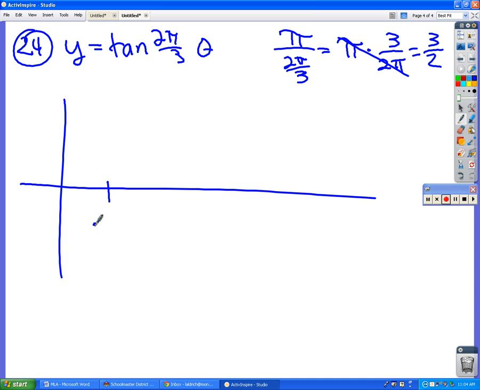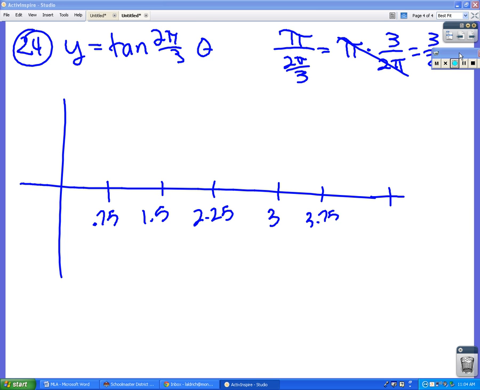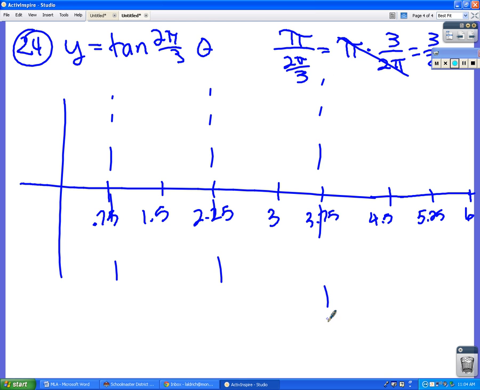Okay, so 0.75, 1.5, 2.25, 3, 3.75. And I'm not going to make it all the way to 2 pi because 2 pi is a little bit more than 6. So 4.5. Could have just done it backwards, still would have been the same thing, really. This is 5.25, right? Yeah. This is 6. So let's just call that 2 pi plus 1. And so I've got an asymptote here, an asymptote here, an asymptote here, and an asymptote here.